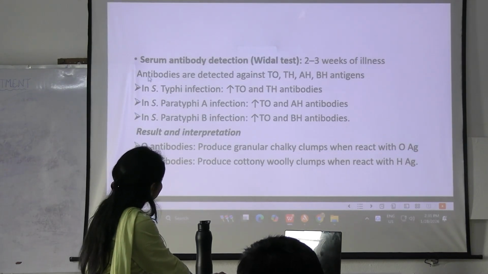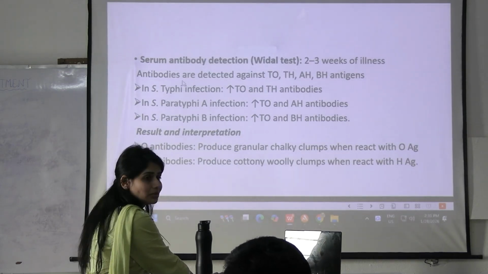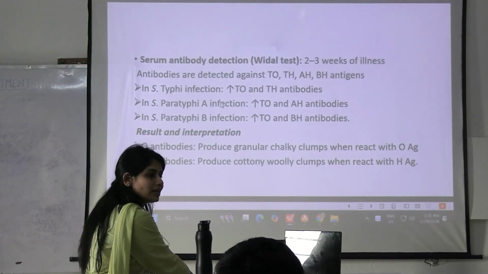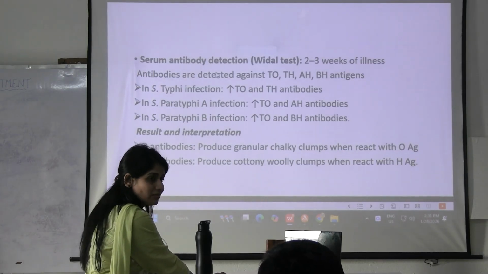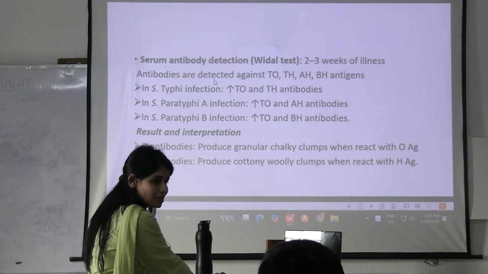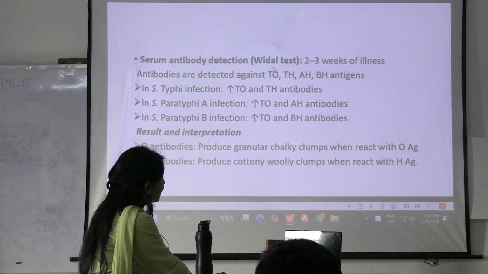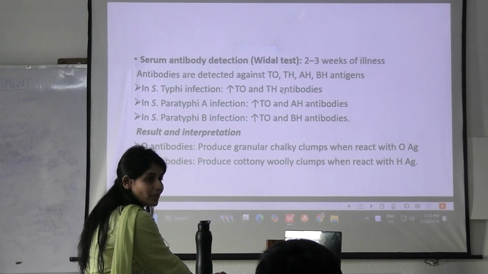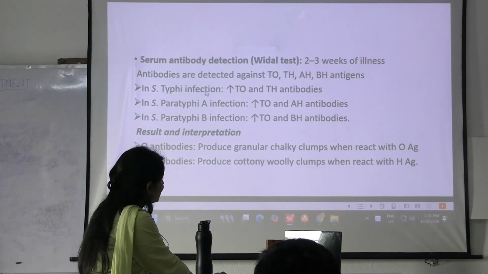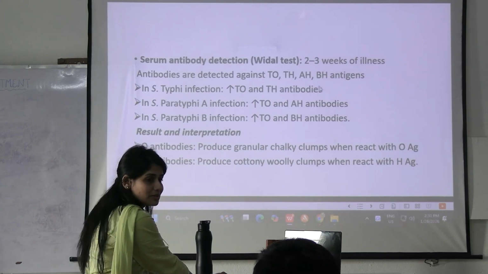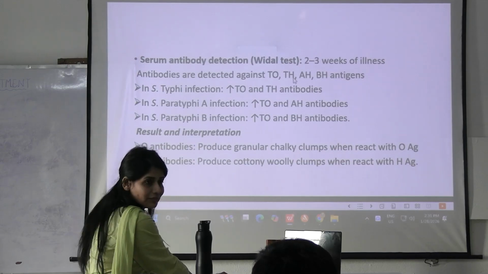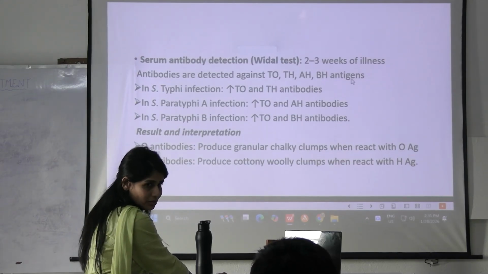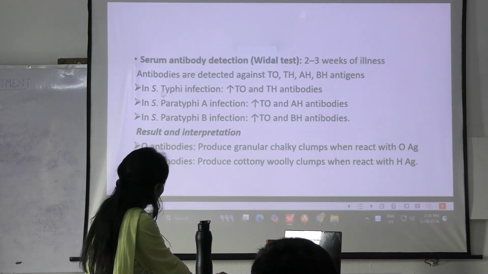What are you doing here? Antibodies are detected against the antigens I told you about initially, which are somatic antigen, O antigen and flagellar antigen. They are detected against which antigens? TO, TH, AH and BH. What is this? This is flagellar antigen for Typhi. This is for Paratyphi A and Paratyphi B. Okay? Understood?